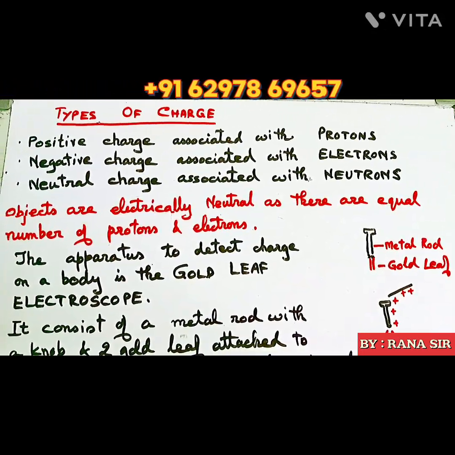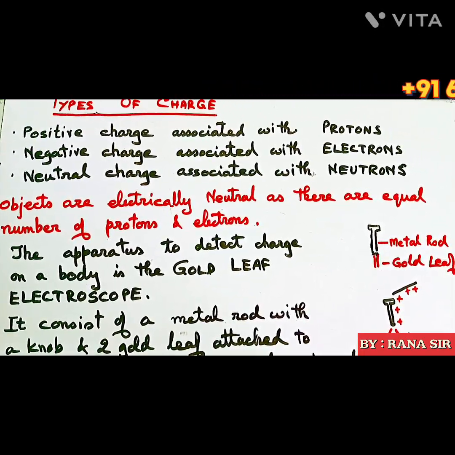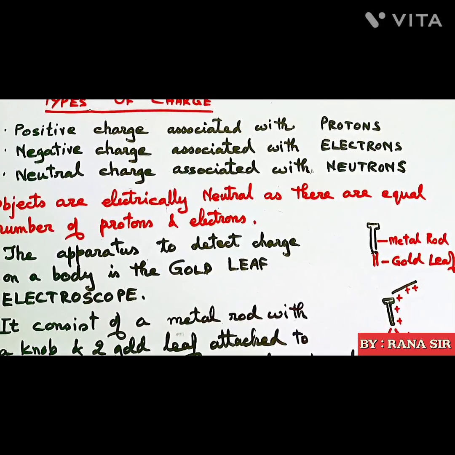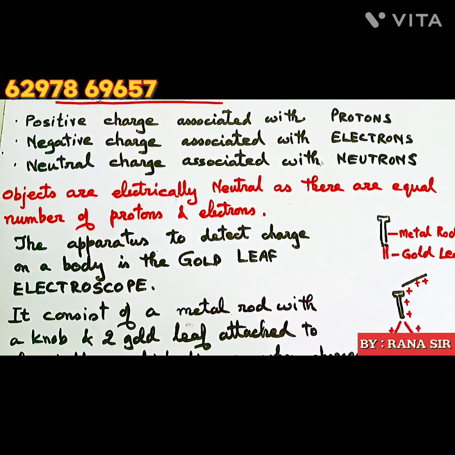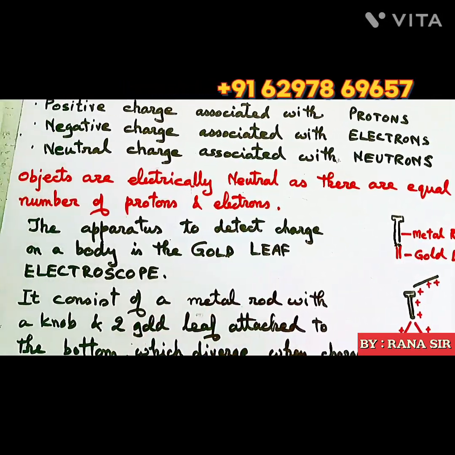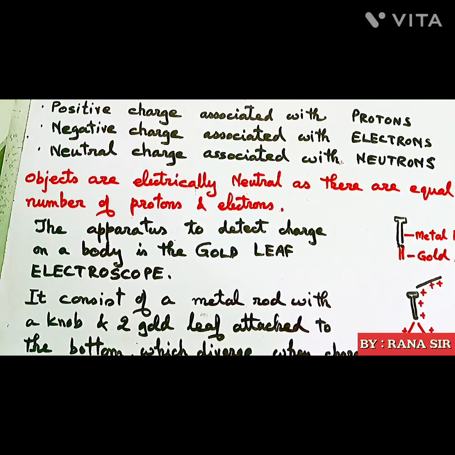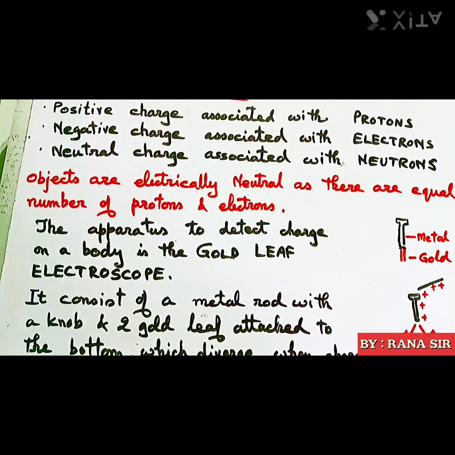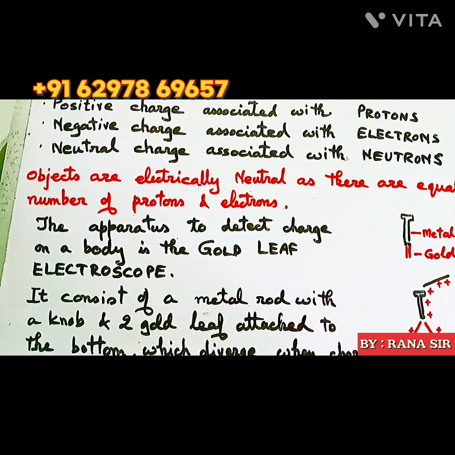There are three types of charge: positive charge, which is associated with protons; negative charge associated with electrons; and neutral charge associated with neutrons. Objects are electrically neutral as there are equal numbers of protons and electrons. What does this mean? The number of electrons in the object is equal to the number of protons, hence it cancels out and the object is neutral. It doesn't have any charge.